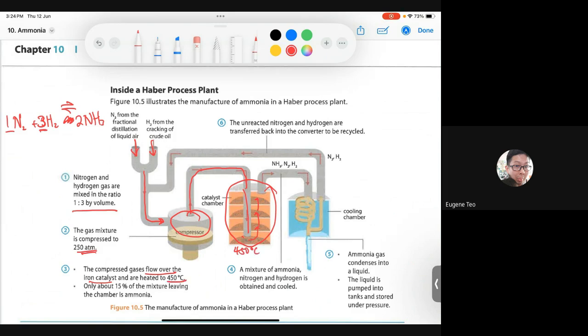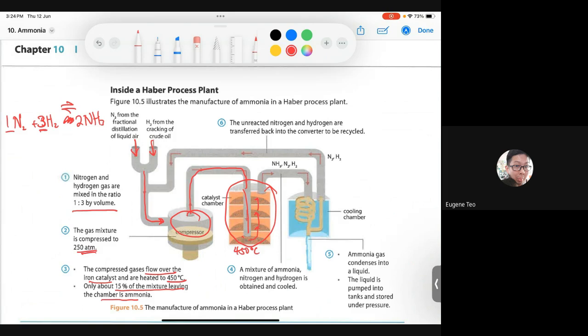Okay? Now, after letting it go through, take note, only 15% of the mixture leaving the chamber is ammonia. So out of 100% of the raw materials that I put in, the yield is actually only about 15%. It's kind of ridiculously low. Okay? But that's how it is.